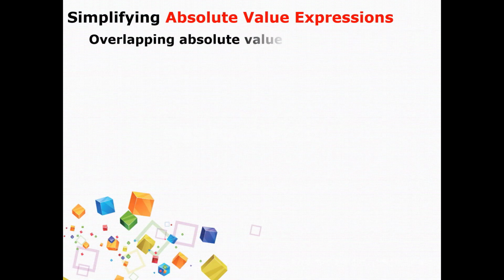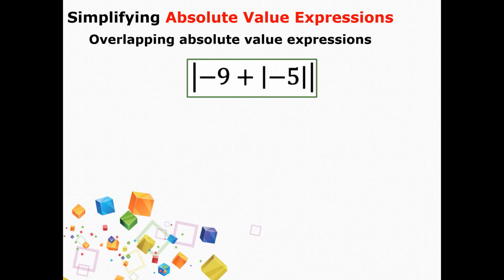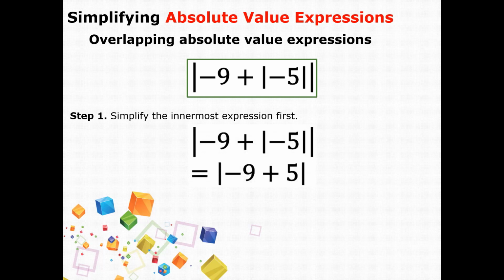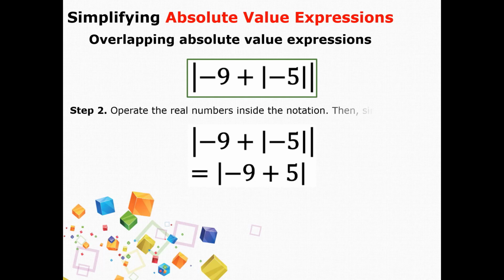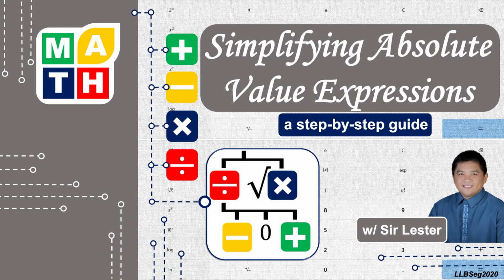Our last example is all about overlapping absolute value expressions, or in simpler language, we have an absolute value expression inside an absolute value expression. The first step is to simplify first the innermost expression. Absolute value of negative 5 is 5, and then we combine the real numbers inside the next notation. Our final answer is 4. These are the basics in simplifying absolute value expressions.